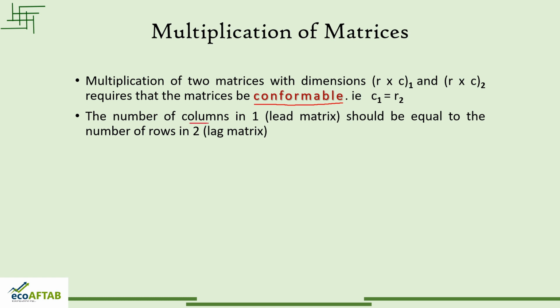Number of columns in 1, the first matrix, is called the lead matrix, and number of rows in 2, the second matrix, is called the lag matrix. So lead matrix columns should be equal to lag matrix rows. How will it be done? For that I'll take a simple example.